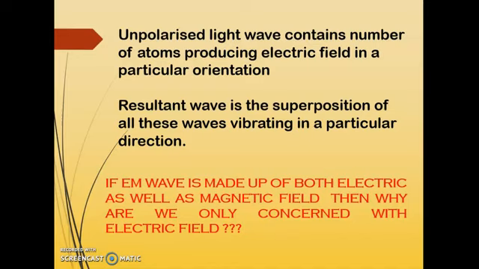Now the question is that, have you noticed that when I am explaining to you unpolarized light, what I am telling you is only about electric field? But if an electromagnetic wave is made up of both electric as well as magnetic field, then why are we only concerned with electric field and we are not talking about magnetic field? Well, I need to tell you the answer for that.